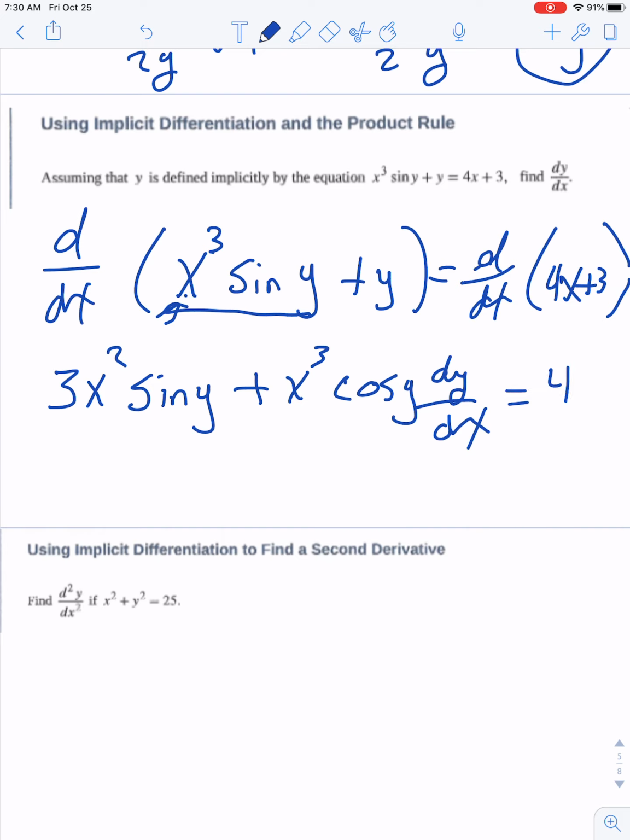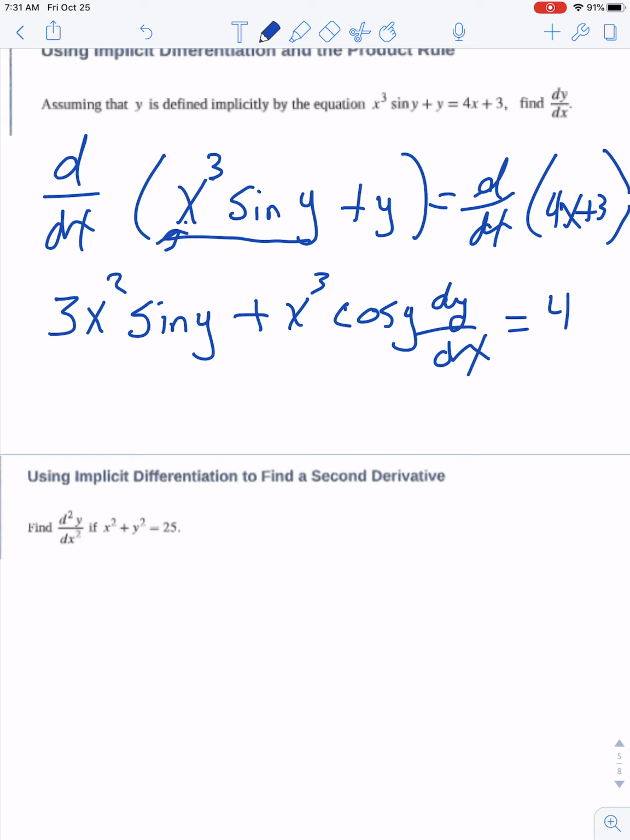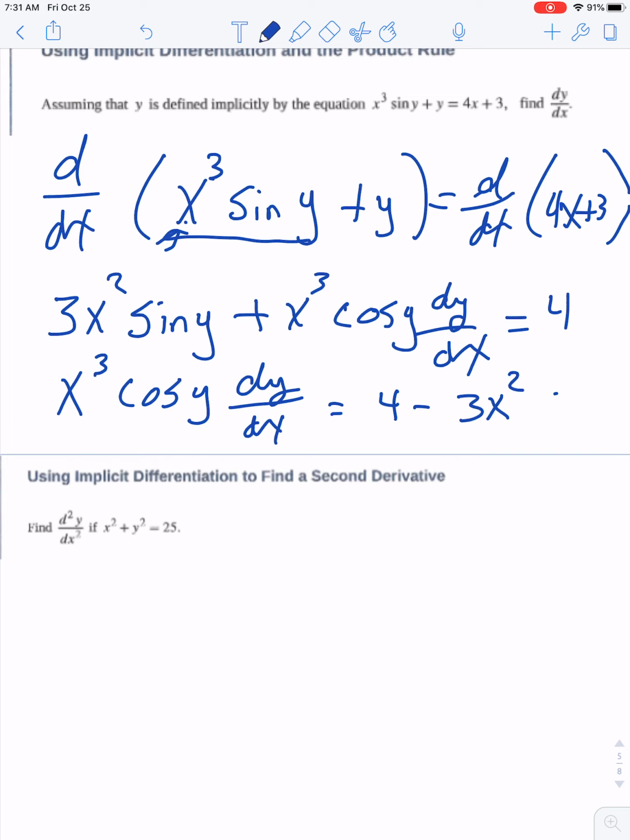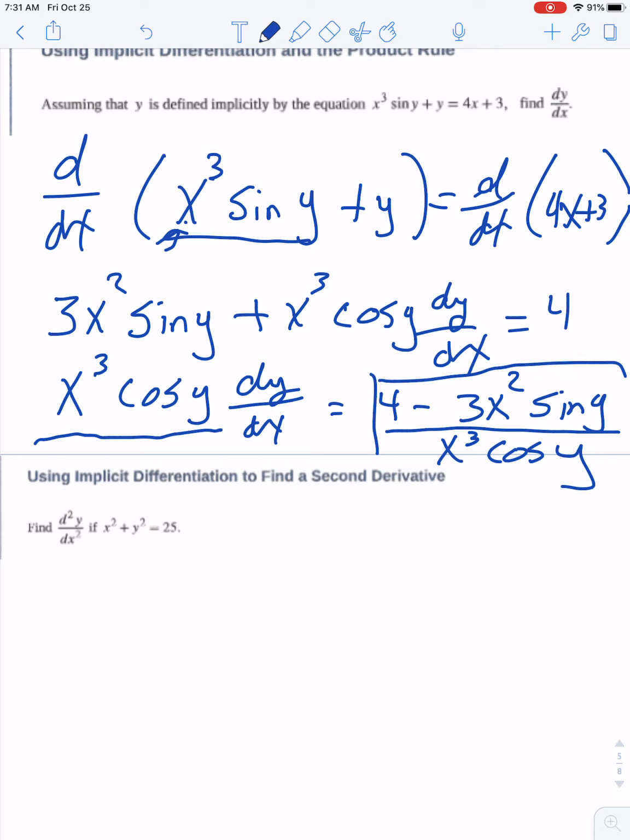So now our next step is to keep everything with the dy dx on one side and move everything else to the other side. So that's going to leave us with x cubed cosine y dy dx is equal to 4 minus 3x squared sine y. Then we're just going to divide everything by x cubed cosine y. And that's the derivative of y with respect to x.